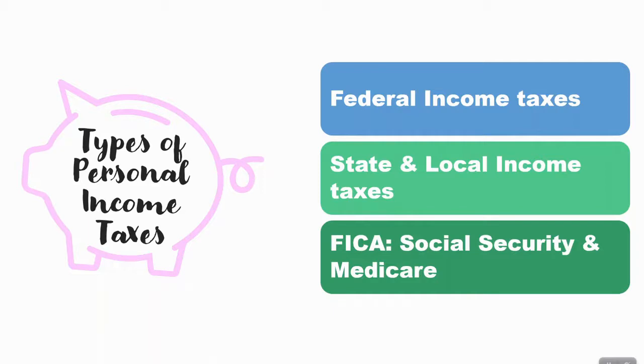These are your Social Security and Medicare taxes, where federal, state, and local income taxes all depend on just how much money you make and adjust based on the amount of earnings you have. FICA taxes are a flat tax. In other words, everyone owes them, no matter how little or how much you make.